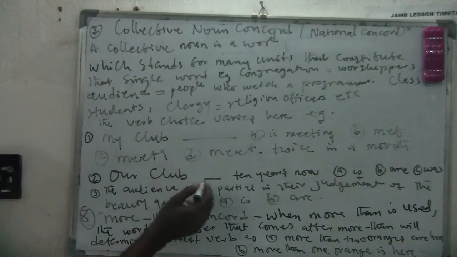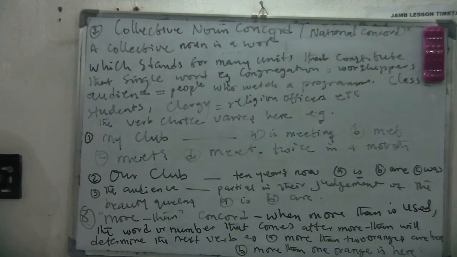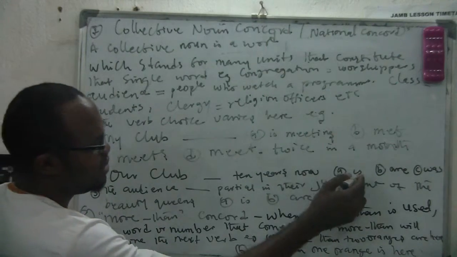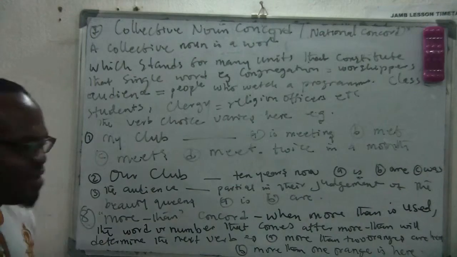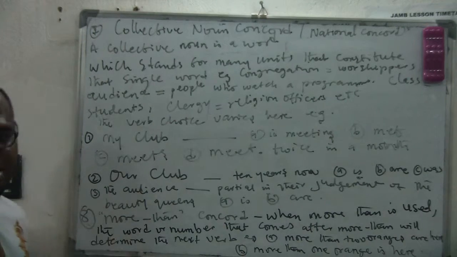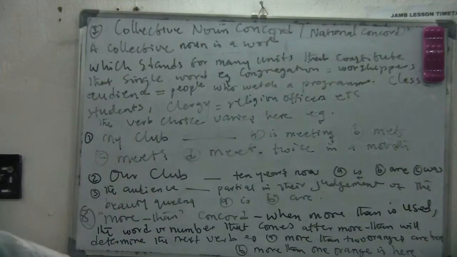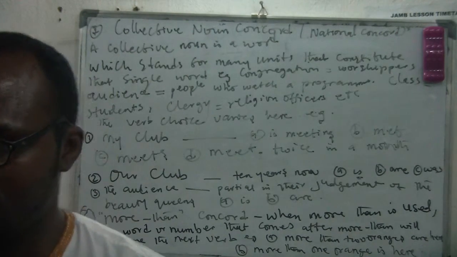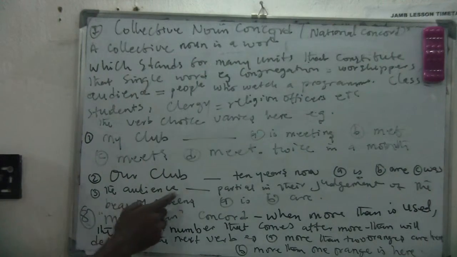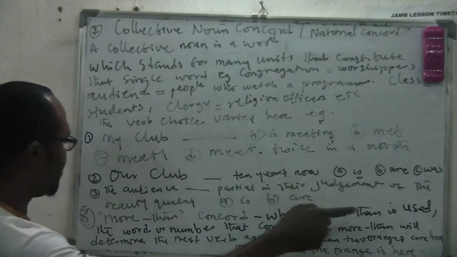This one, our club is 10 years old. Is there any action there? It's trying to explain something, the age of our club. So you say our club is 10 years now. Can you see? So this shows that our club can use both is or are, both singular or plural. But it depends on the context the word is being used in. When it is performing an action, it is plural. If it's not performing an action, it is singular. Exactly.